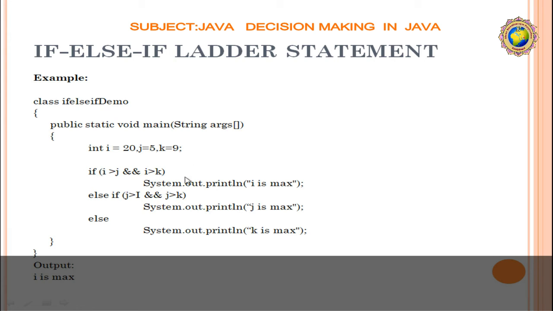So it checks the next condition, that is j greater than i: 2 greater than 1 and 2 greater than 3. No, this condition is also not fulfilled. So it goes to the else part, that is System.out.println k is max, right? So 3 is the maximum from 1 to 3. So this is about the if-else-if ladder statement.